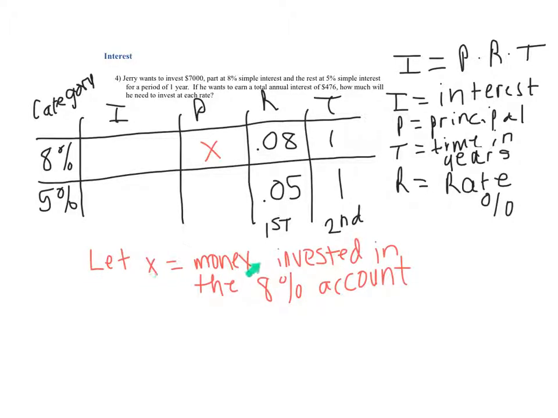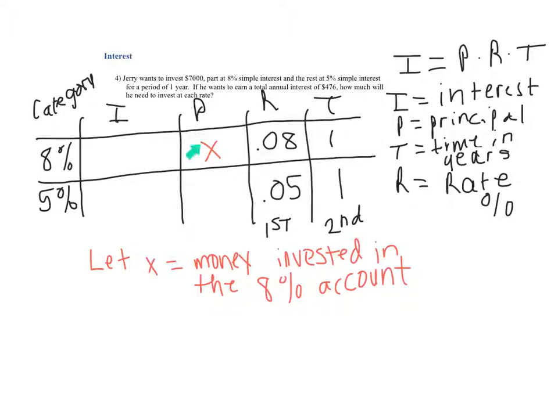Okay, so I'm going to let X equal the money invested in the 8% account. So I'm going to put X here. I can't put X here because he's investing different amounts of money at the different percentages. So we need an expression for how much is left over for the 5% account.